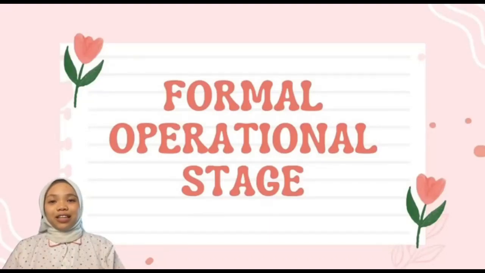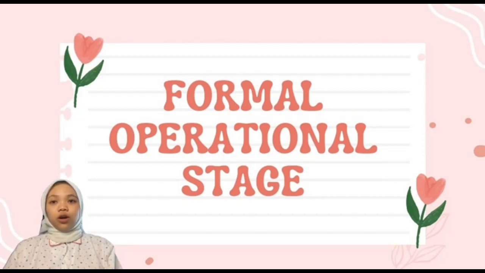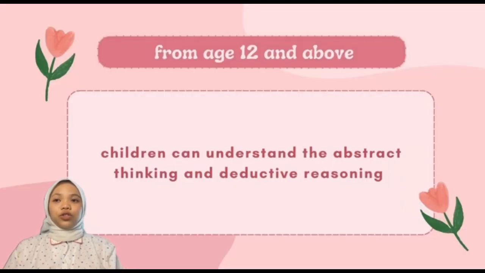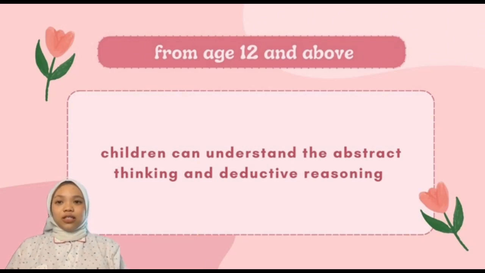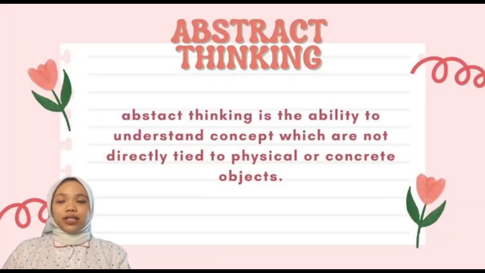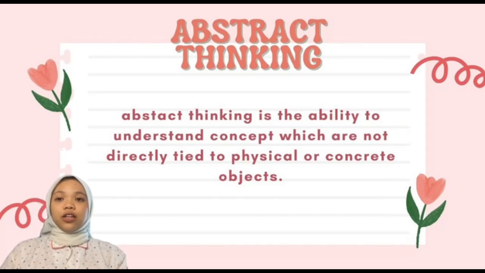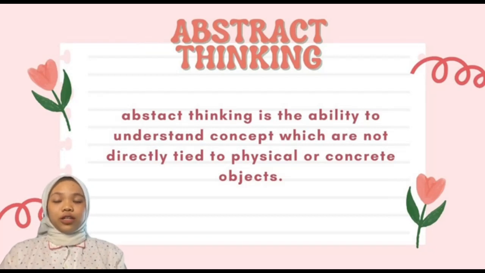Let's move on to the last stage of Piaget's theory of cognitive development. This stage is called the formal operational stage, where children can understand abstract thinking and deductive reasoning. This stage usually happens from the age of 12 and beyond. So what is abstract thinking? Abstract thinking is where a child can understand a situation which is not directly tied to physical and concrete objects. Here is an experiment I did with a child.